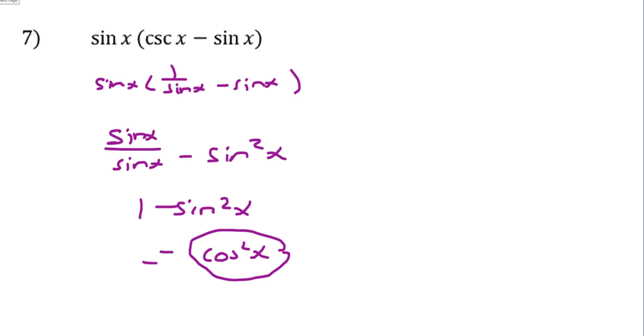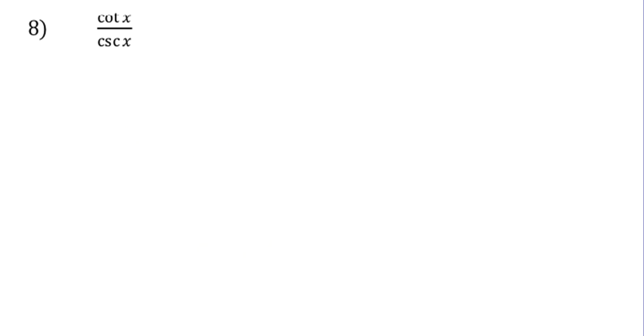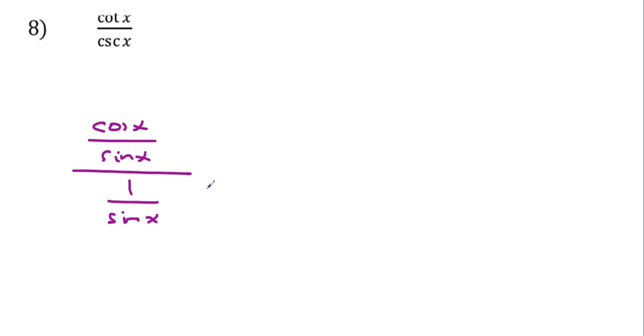Next. And please be pausing it. Go back and redo these. So when I see something like this, yep, you already know what I'm going to do. I'm going to convert it to sine and cosine. Cotangent is just cosine over sine. So I'm going to write that. Cosine of x over sine of x. Nice big fraction line. And then cosecant is just a reciprocal of sine. So 1 over sine of x. Flip and multiply. I'll go ahead and write that out.